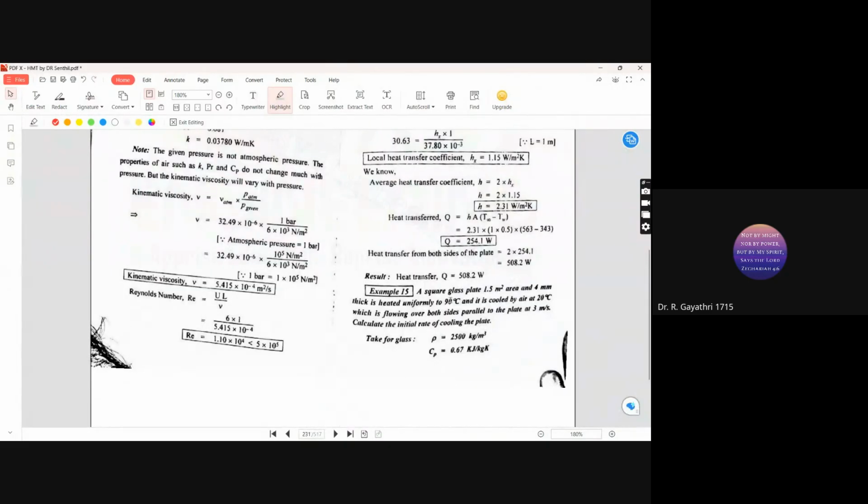Here we can see a square glass plate. Area is given. Thickness is 4 mm. It is heated uniformly to 90 degrees centigrade, and it is cooled by air at 20 degrees centigrade, which is flowing over both sides parallel to the plate. So both sides are exposed to airflow. Air fluid velocity is 3 meter per second. Calculate the initial rate of cooling.